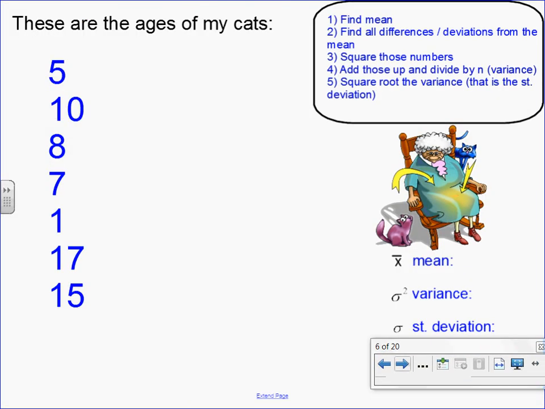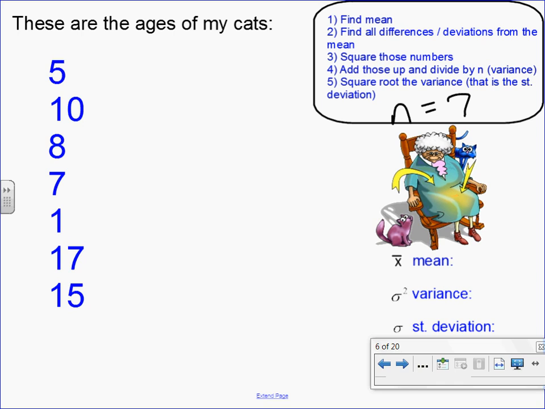Alright, you're back. So I've got a lot of cats, and these are the ages of my cats. Let's see how many cats I have. 1, 2, 3, 4, 5, 6, 7. I've got myself 7 cats, so my n value is 7. I wanted to write n equals 7, but my smartboard's not behaving up there, so I'll just write it over here. My n value is 7. That's how many cats I have. That's the number I'll be dividing by a couple times today.